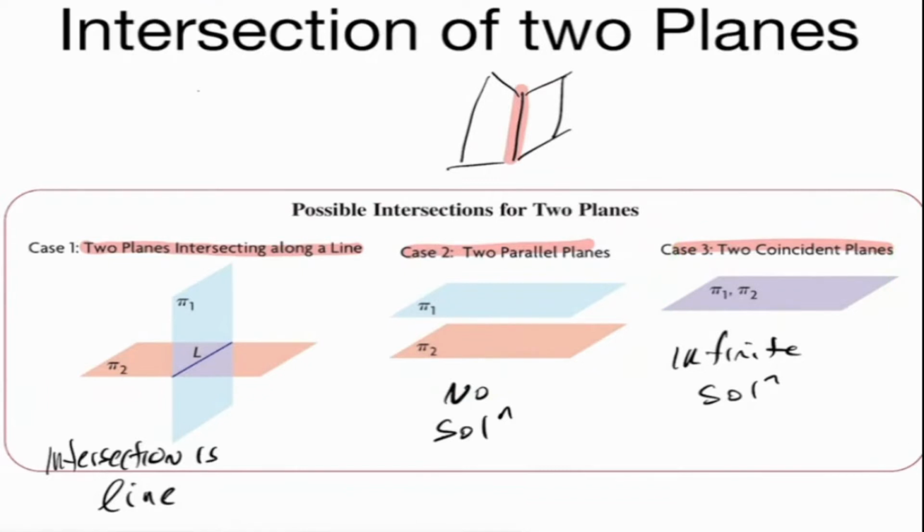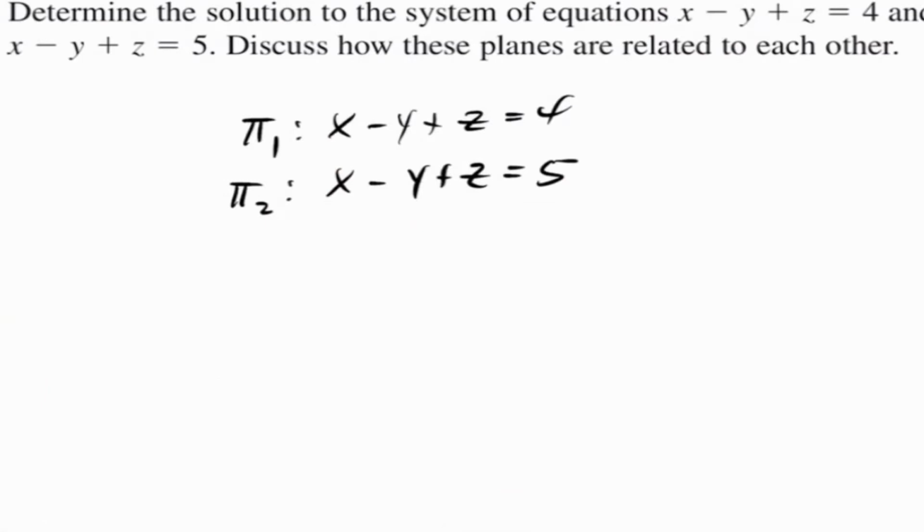Okay, so we want to look at how you solve intersections of planes. Given two planes, pi 1 and pi 2, how do you find where they intersect? Now, this is going to be a detour from what we've been doing yesterday. There's something different that's required. All right, so we want to solve this here.